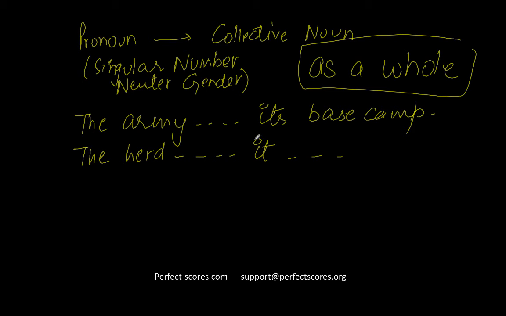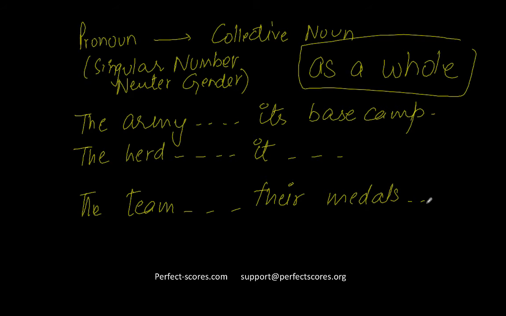But if the collective noun conveys the idea of separate individuals, then the pronoun must be of plural number. For example, the team received their medals. Now, if the entire team got only one medal for all of them, like one single medal for the entire team, then you would have said the team has got its medal. But when different medals are being handed out to different members of the team, then you need to mention that the team has received their medals.